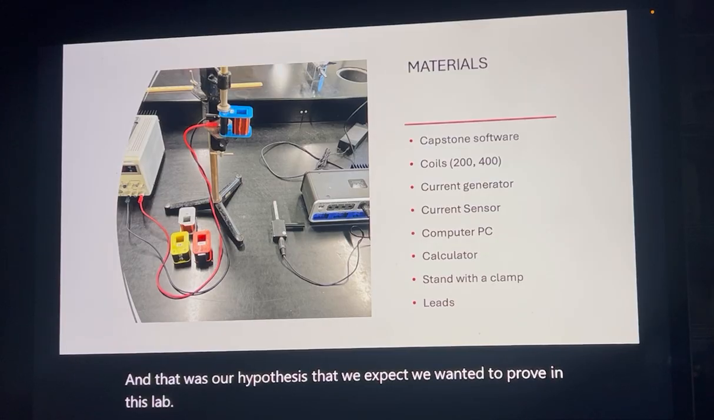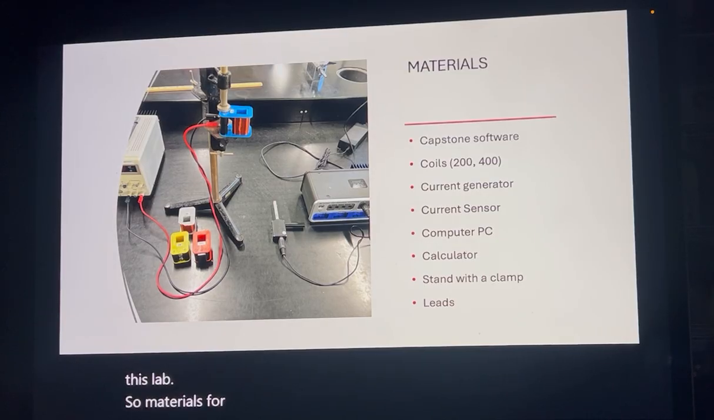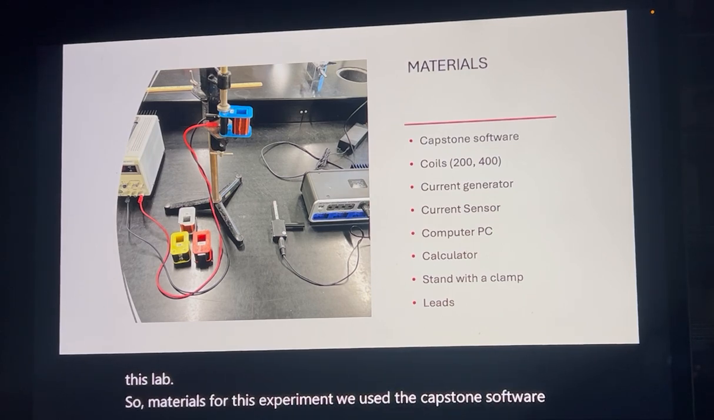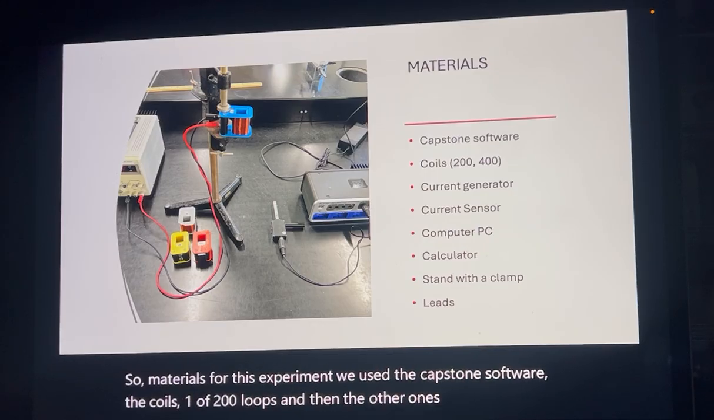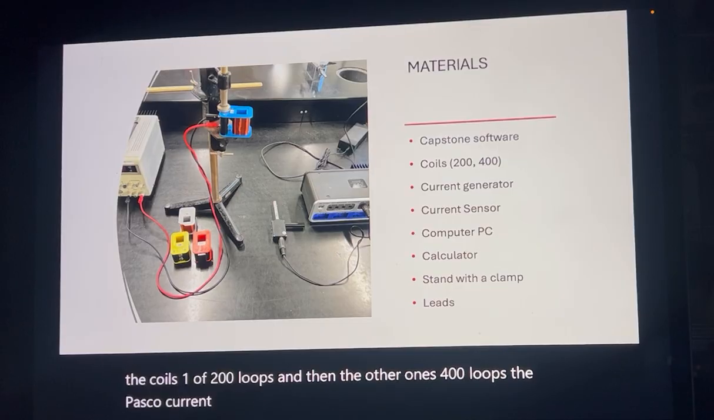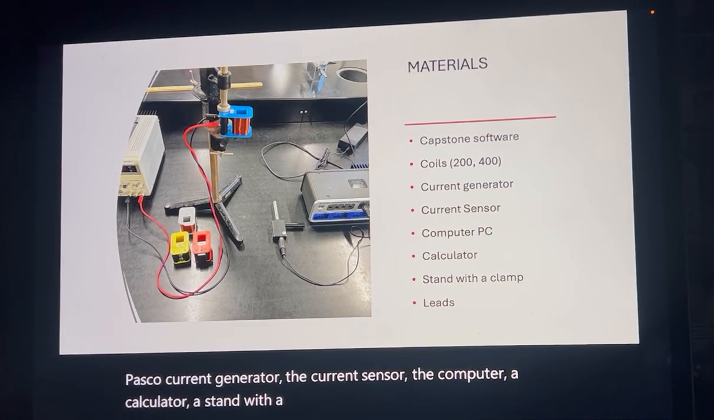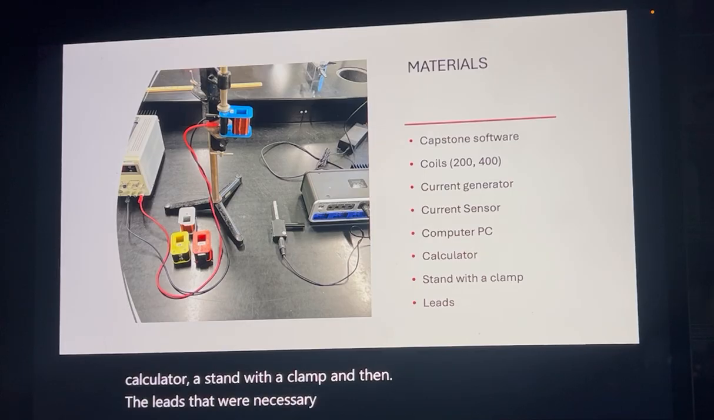So, materials. For this experiment, we used the Capstone software, the coils, one of 200 loops, and the other one's 400 loops, the Pasco current generator, the current sensor, the computer, a calculator, a stand with a clamp, and then the leads that were necessary to connect the circuit.